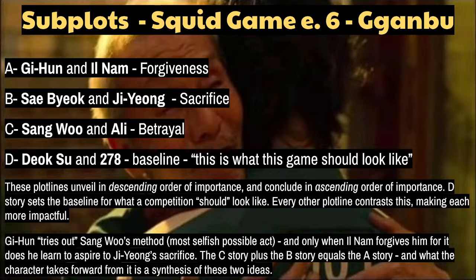And in that way, the C story plus the B story kind of equals the A story thematically. We see the betrayal, the worst version, we see the sacrifice, the best version, and the main character is forced to find his way between those two things. And what the character takes from this moving forward is a synthesis of these two ideas, where he's seen the darkness and the depth of betrayal, and he's also seen the power of sacrifice and decided, I'm going to try to be more like that as opposed to the first thing.